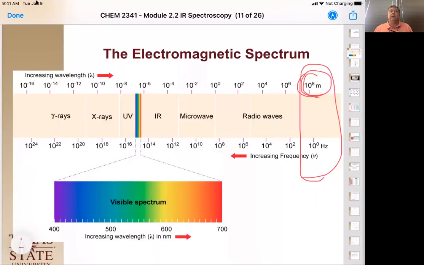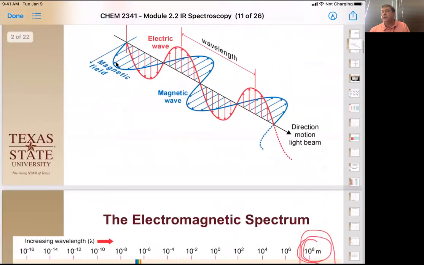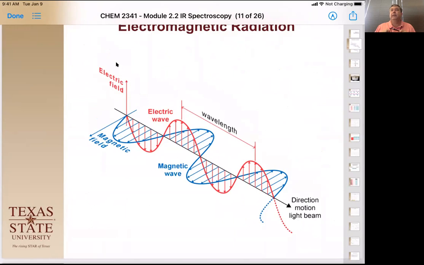Okay. And there you go. I resized it and it freaked out. That's what happened.